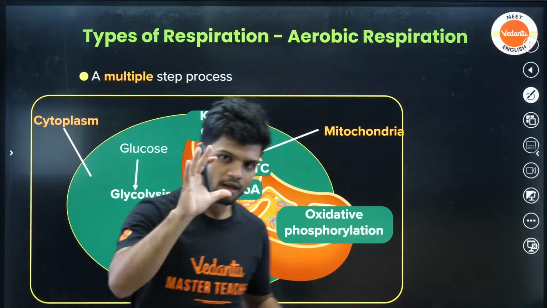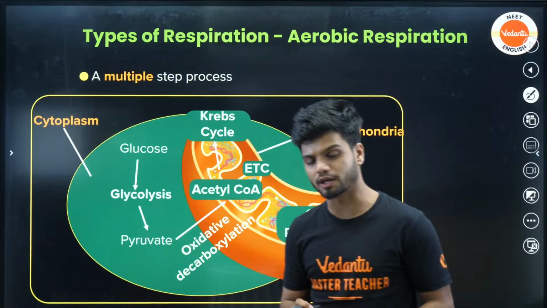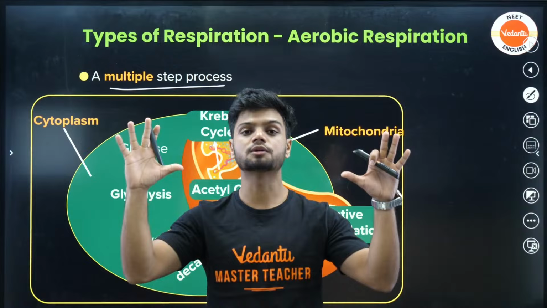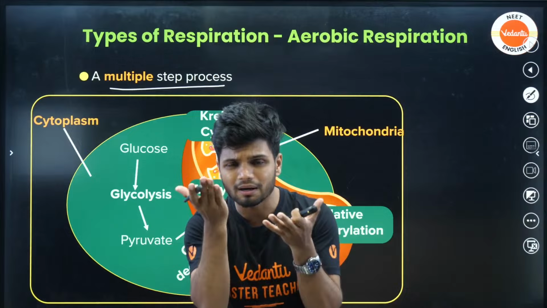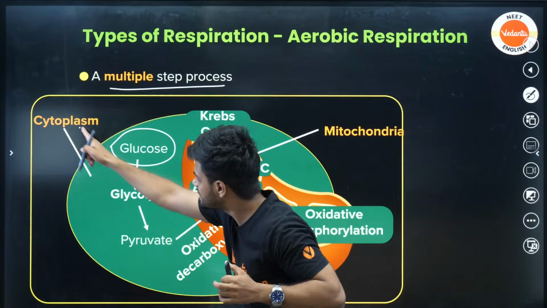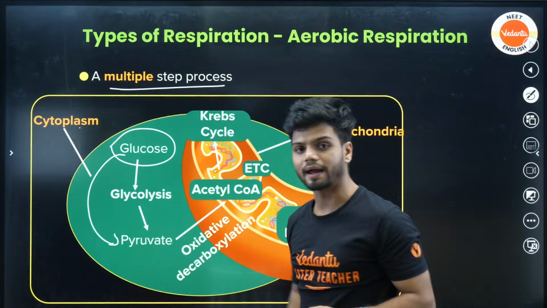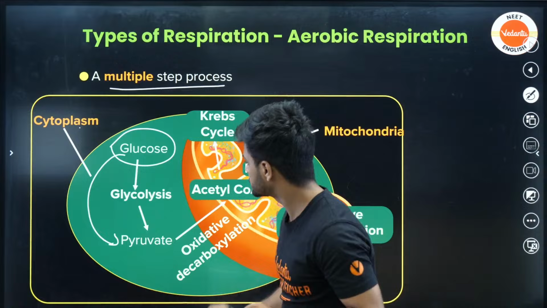Okay? Now, when we talk about aerobic respiration, it is a multi-step process. Yes, sir, it is a multi-step process because I told you in the starting, the energy is very large. In order to capture the energy, we have to divide it into multiple steps. For example, inside the cytoplasm, glycolysis, the conversion of glucose into pyruvate, takes place in 10 different steps. Glycolysis is a 10-step process.